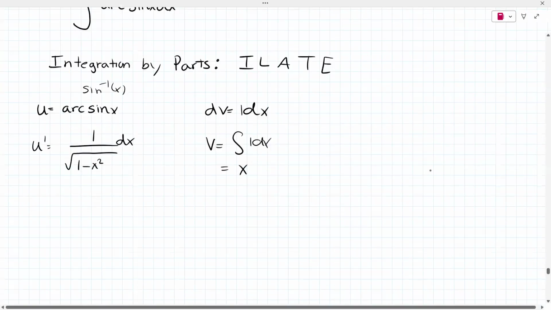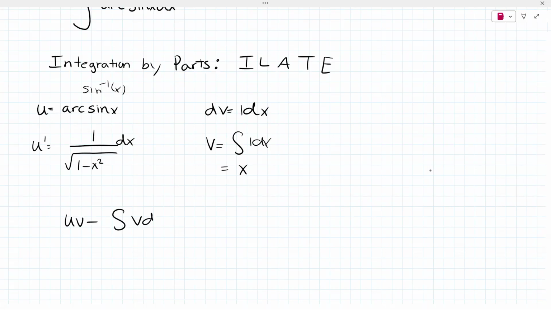Okay, so if you recall, integration by parts is uv minus the integration of v du. So my u is arc sine, and my v is just x, minus the integration of v du. So my v is x, and my du, or my u prime, is this.